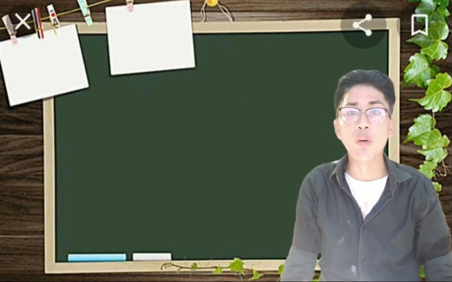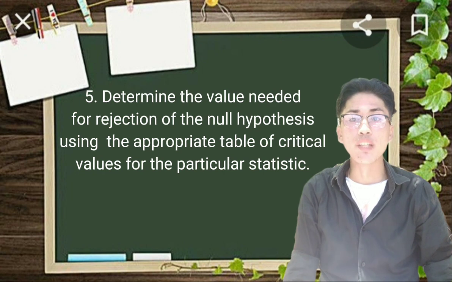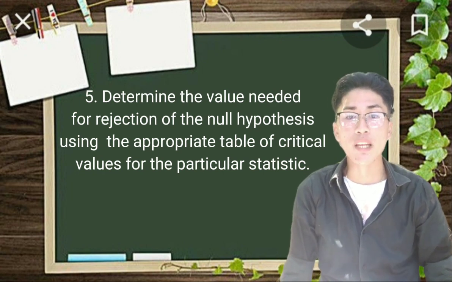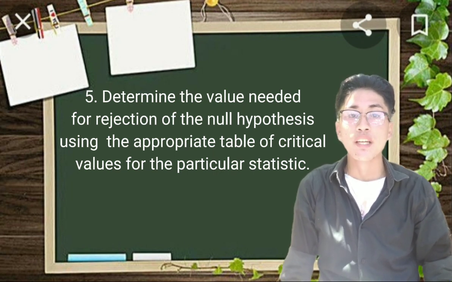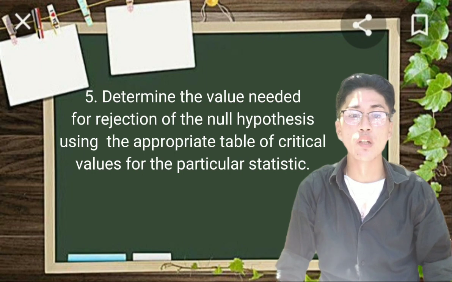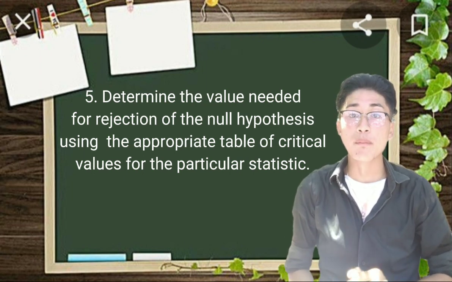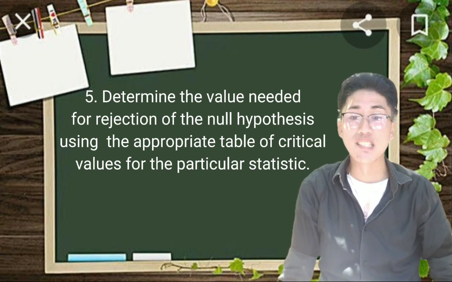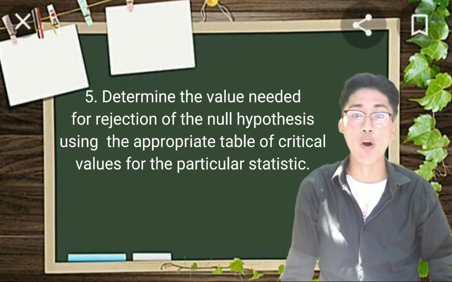So let's move forward to our fifth step, which is to determine the value needed for rejection of the null hypothesis using the appropriate table of critical values for the particular statistic. In this step, you will find the critical value using the table, which may require data characteristics such as the degrees of freedom, number of measurements, and/or number of groups.